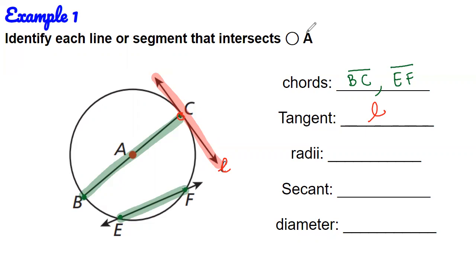All right, next one, let's see, radii. Oh, BA and CA. So I'm gonna go ahead and identify a B and a C. And remember that they have to be line segments, so AC and AB. Do we have more than that? No, that's it. It has to come from the center and it has to have the second endpoint on the circle.